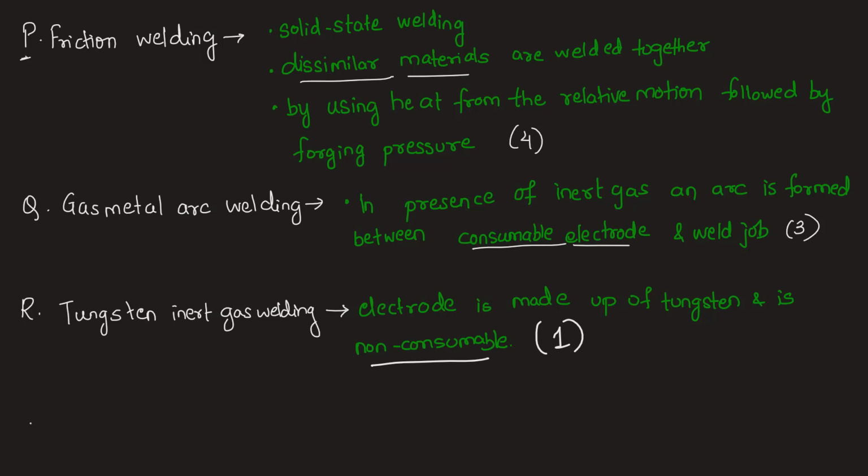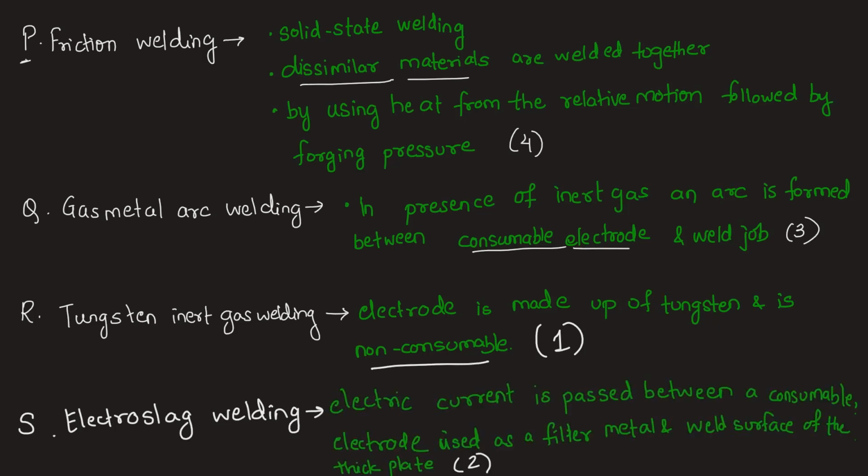Last one, which is S, has electroslag welding given. Here what's done is that electric current is passed between a consumable electrode and the weld surface of a thick plate. That electric current generates the heat to melt the consumable electrode, which is nothing but the filler metal. As it's consumable, it is used as a filler metal. And the surface of the weld is covered with molten slag in order to evenly distribute the heat. So we see that S matches with the remaining one, which is number 2, welding of thick plates.